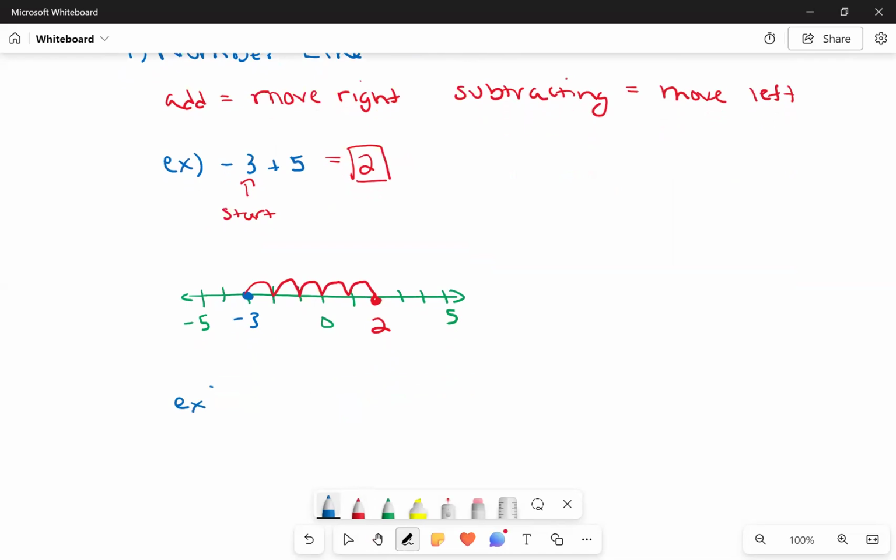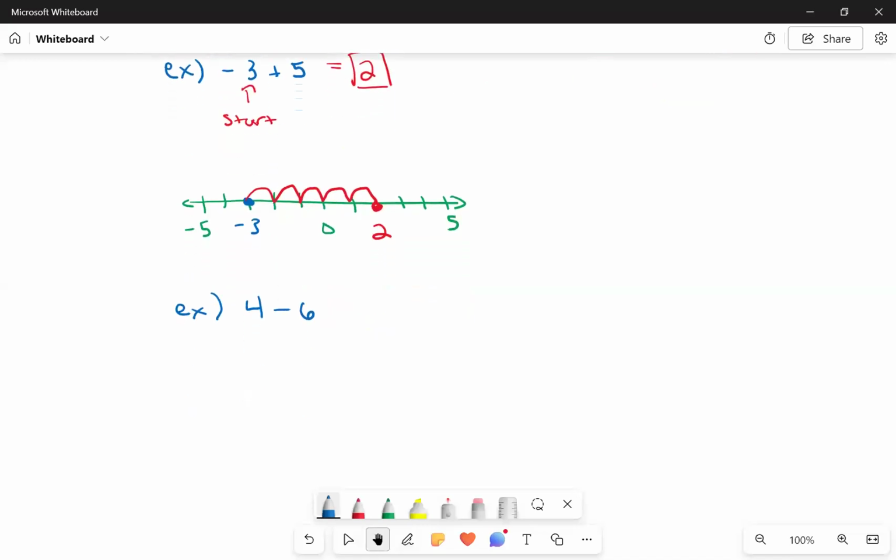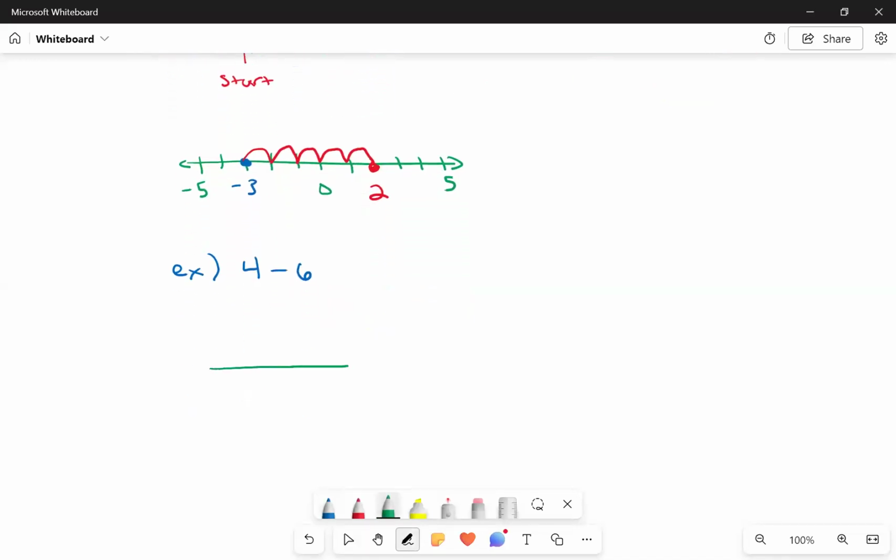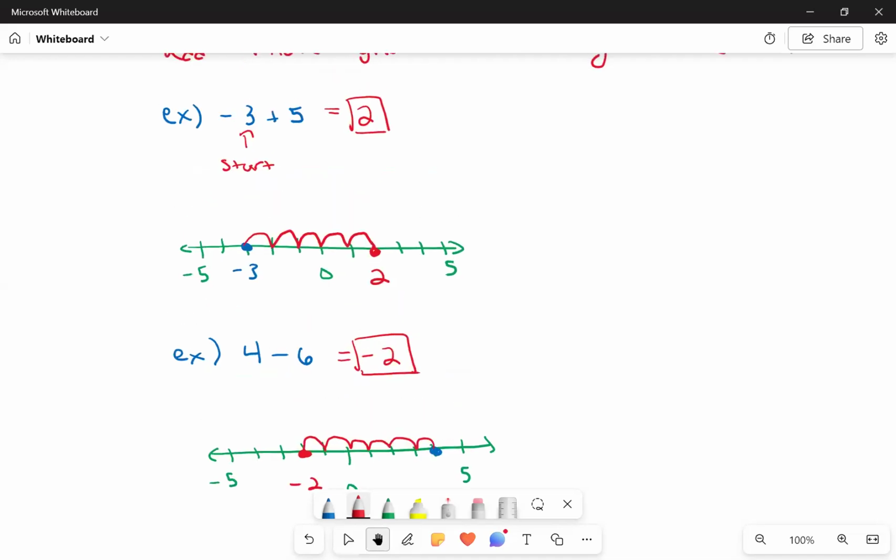Okay, let's try another one. Let's try 4 minus 6. Okay, very exciting there. Drawing my number line again. So in this one, we're starting at 4. And then minus means subtraction, so we're moving to the left. 1, 2, 3, 4, 5, 6. And that lands me at -2 this time. So there we go, the basics of adding and subtracting.